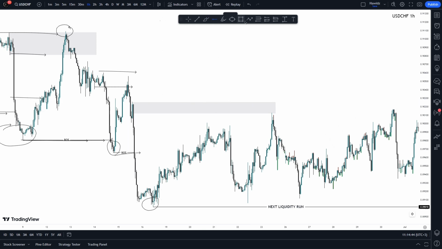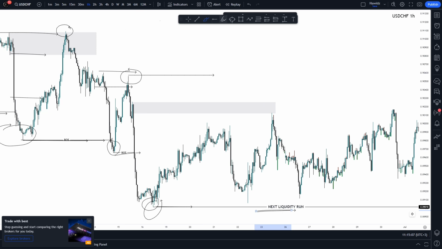So the next thing that I was looking at is the swing points, right? So we had a swing high and a swing low. So this is the range that we were currently sitting on, right? This high to this low. However, this low right here was my next liquidity run, right? So this is where smart money is going to target their money.